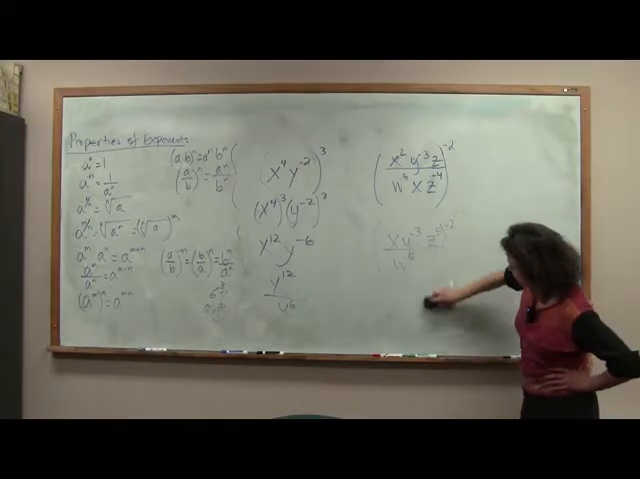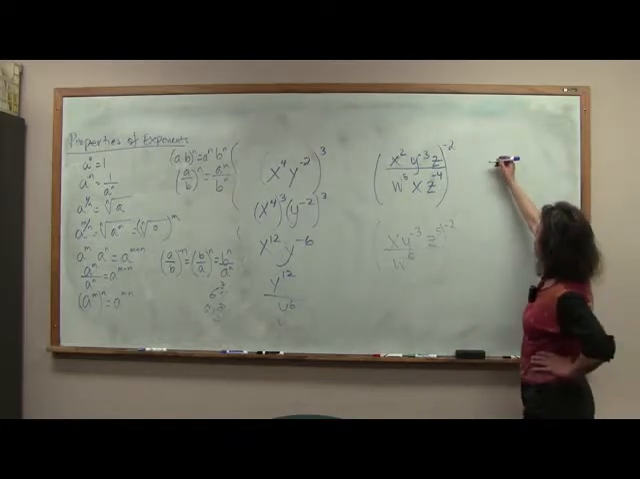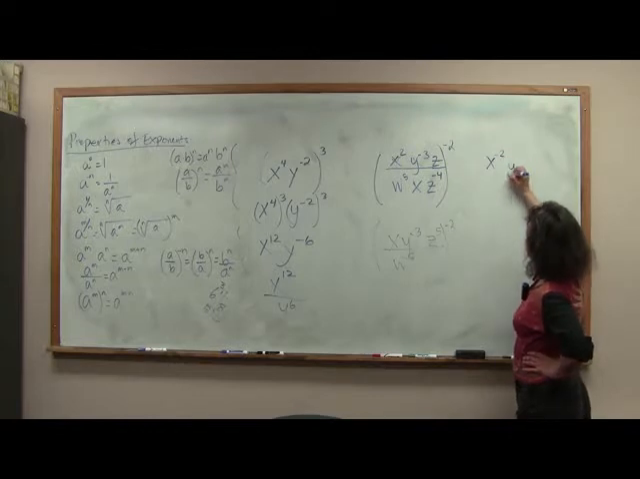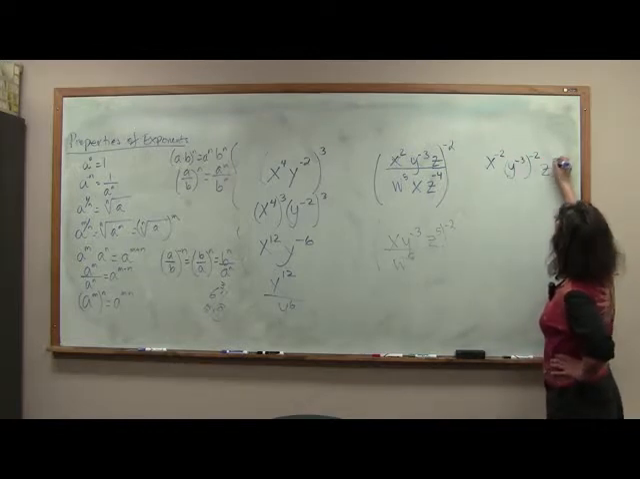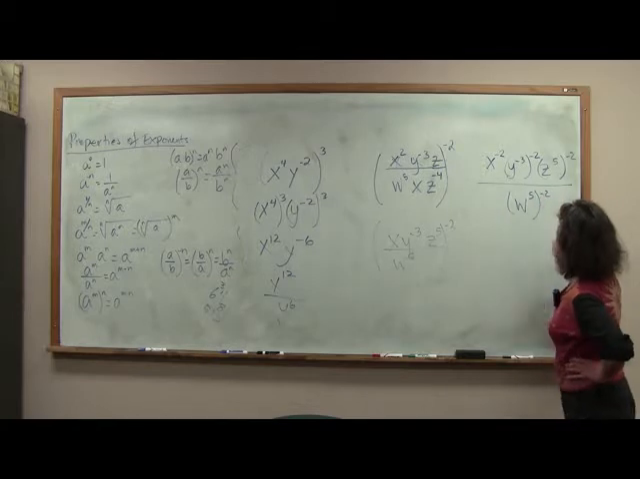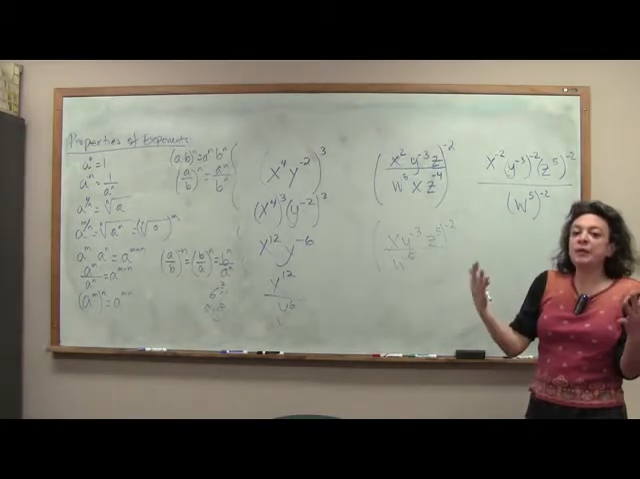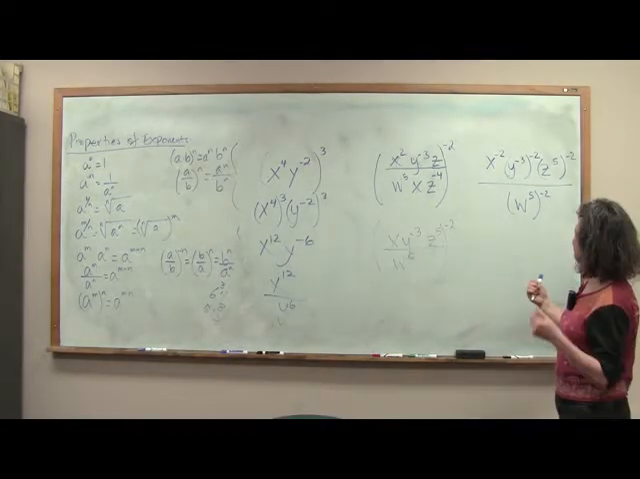All right, now what I can do is bring my negative 2 into each of my variables. So I have x to the negative second, y to the negative third to the negative second, z to the fifth to the negative second, over w to the fifth to the negative second. Again, do these things step by step. Don't look at the big picture first.